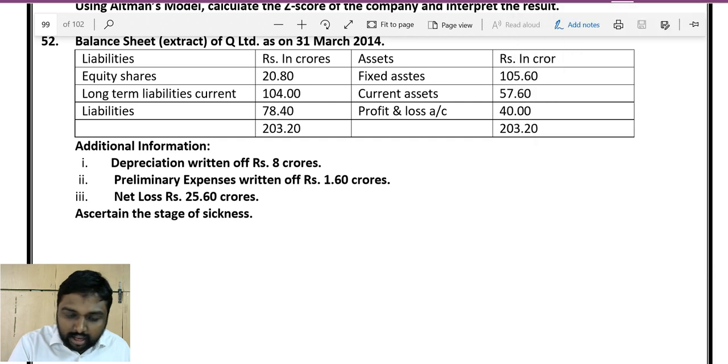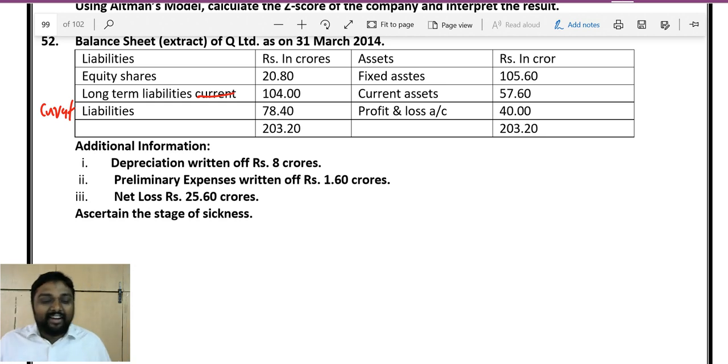See, actually current is here, it came wrongly. It is current here, a printing mistake. Okay. So long-term liabilities 104, current liabilities 78.4, total 203.2. Here on the asset side: fixed asset, current asset, P&L. That means P&L is coming on the debit side, on the asset side, so what is it? It's a loss.